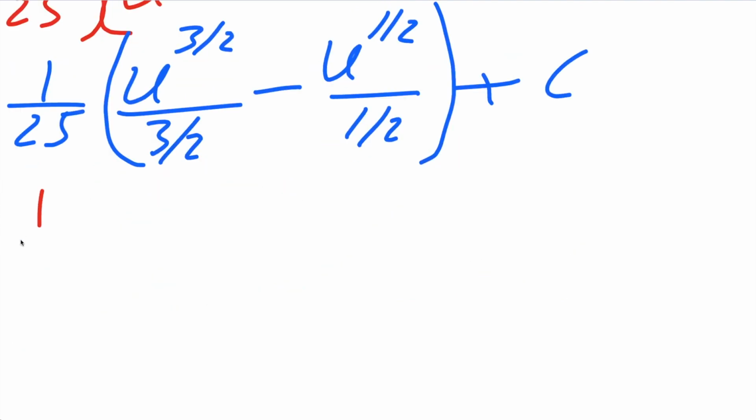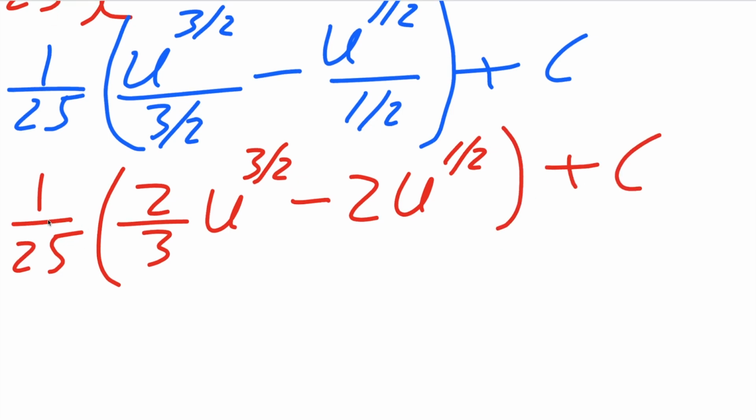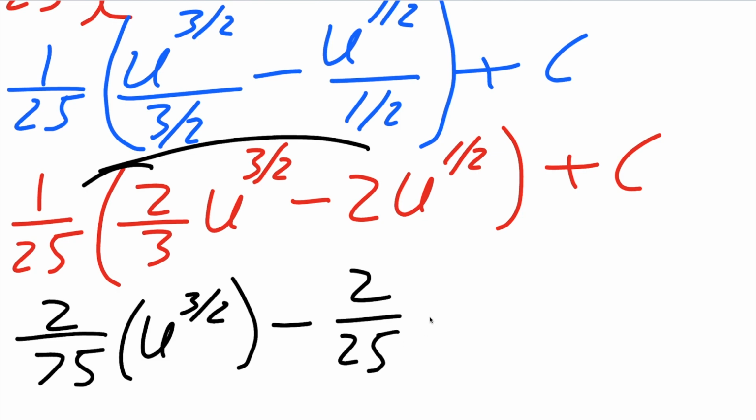So we can clean this up a little bit. We'll get 1 divided by 25, parentheses. Instead of saying divided by 3 divided by 2, you could say 2/3 u raised to 3 divided by 2. And again, instead of saying divided by 1/2, you could say minus 2 u raised to 1/2, close parentheses, plus c. I suppose you could expand this 1 divided by 25 to go over both pieces. Let's just do that. So we'll get 2 divided by 75, parentheses, u raised to 3 divided by 2, close parentheses, minus 2 divided by 25, parentheses, u raised to 1/2, plus c.